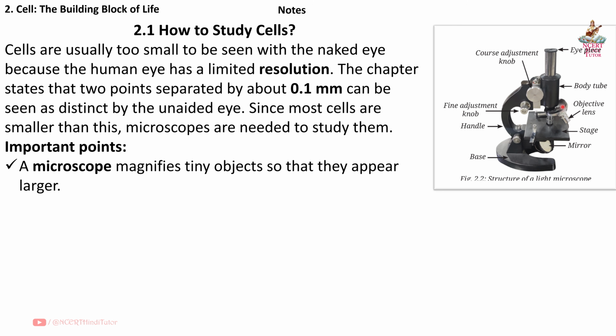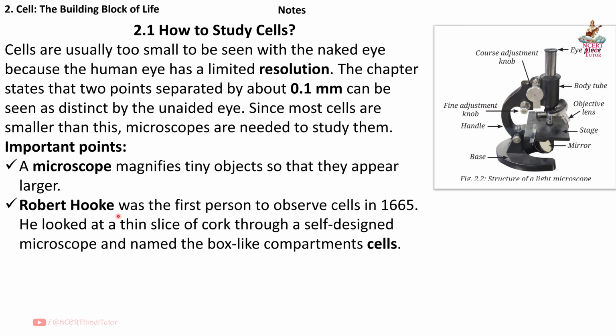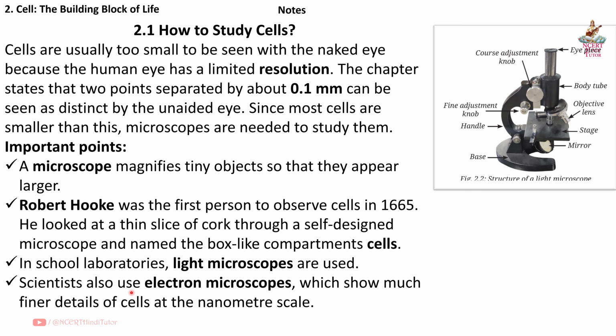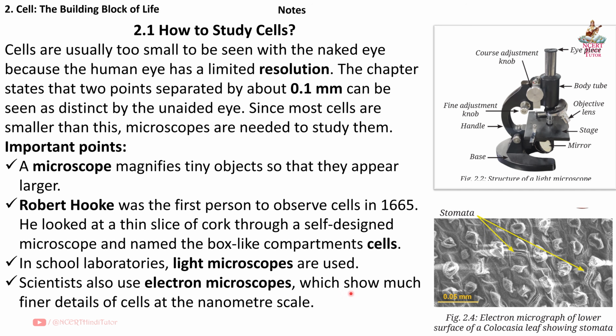Friends, this is the structure of a light microscope. Robert Hooke was the first person to observe cells in 1665. He looked at a thin slice of cork through a self-designed microscope and named the box-like compartments cells. In school laboratories, light microscopes are used. Scientists also use electron microscopes, which show much finer details of cells at the nanometer scale.